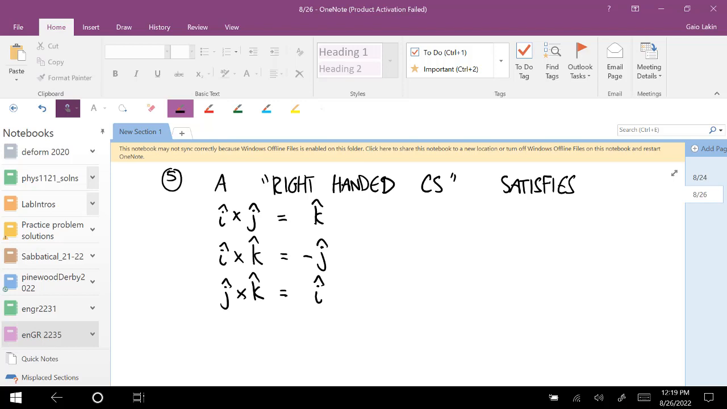Is that just because of like that whole right-handed rule? The right-hand rule, yep. That is why. Yep. I mean, that's how you can visualize it. I'm not sure if I would say that's why, but yeah, you're thinking about it right.